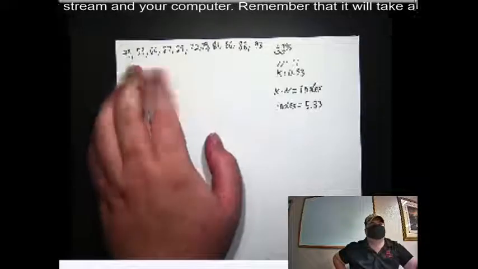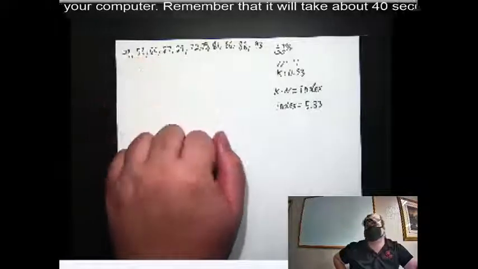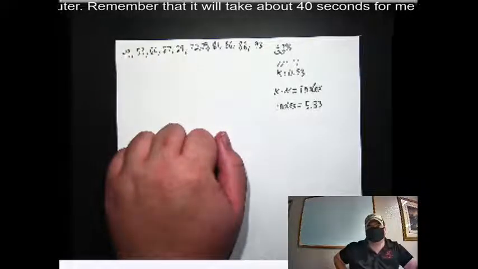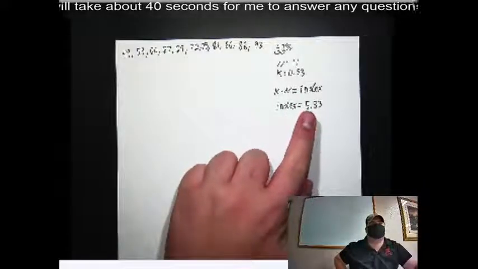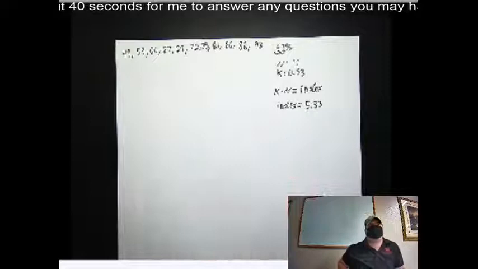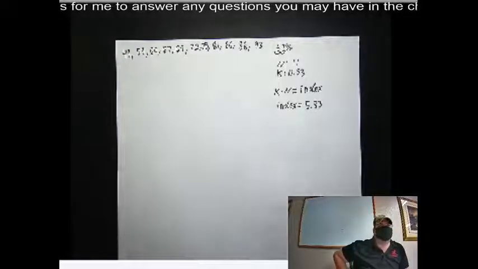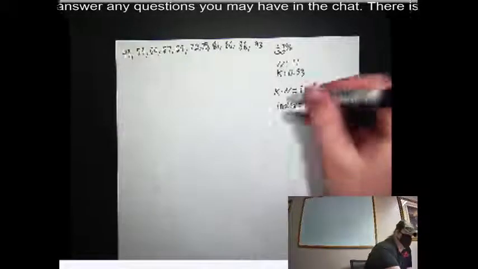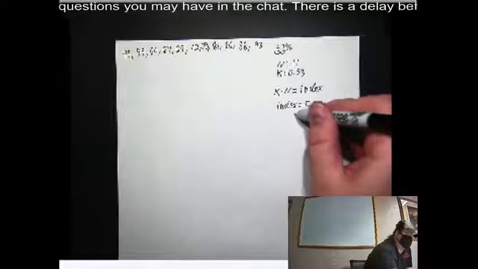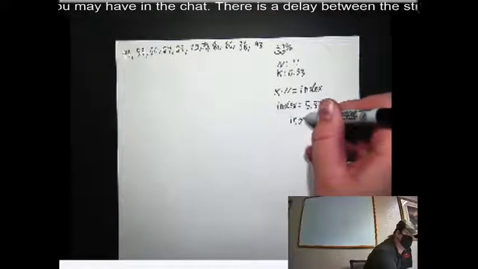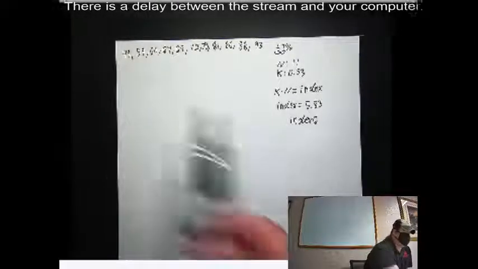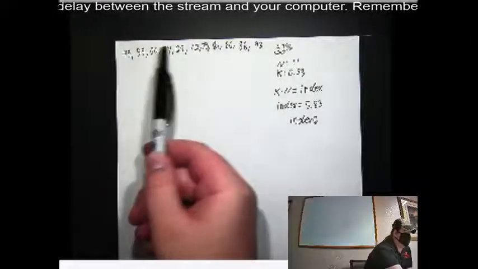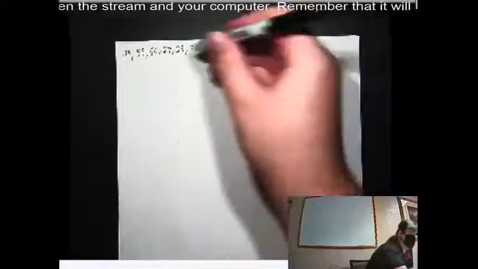Now, I don't want to have to count 0.83 steps. That's not going to be very useful to me. So instead, we're going to round this number to a whole number. So what would this be as a whole number? 6. So really our index is 6. So 1, 2, 3, 4, 5, 6 steps.